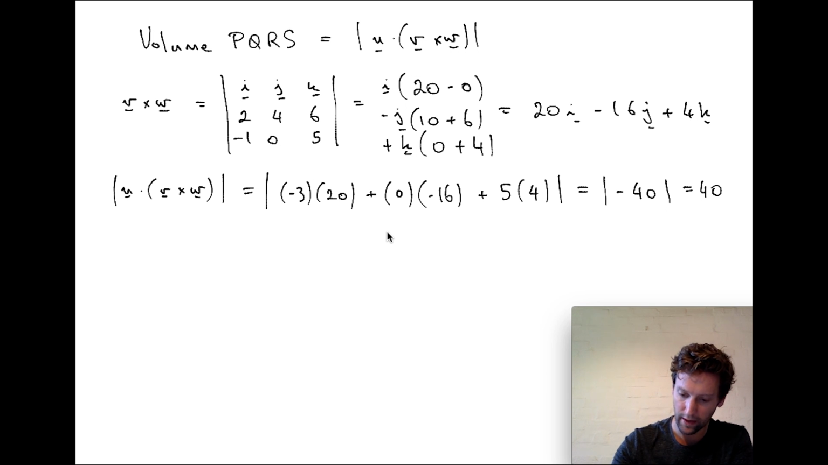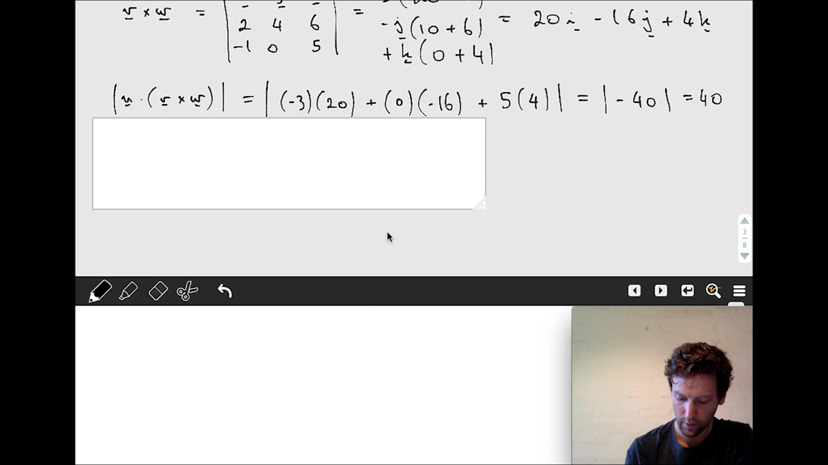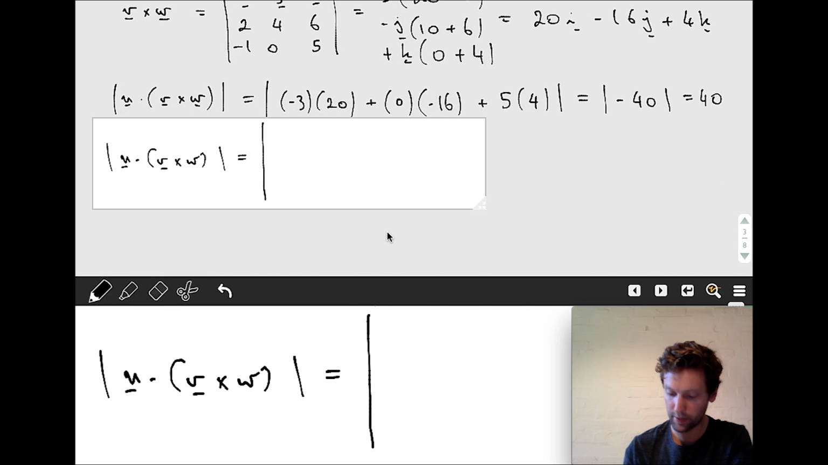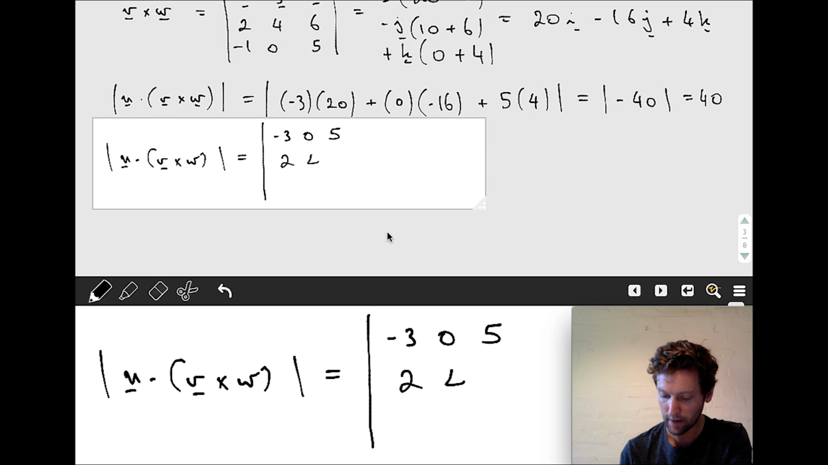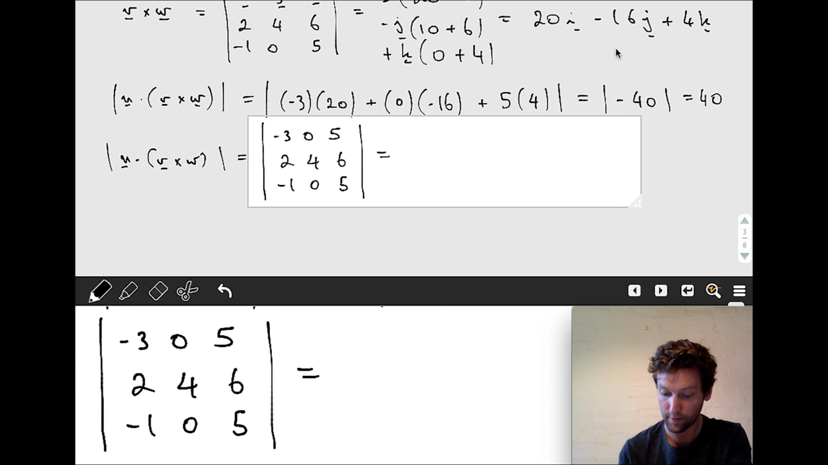This time we're going to calculate directly u dot v cross w by calculating the determinant of a 3 by 3 matrix with the components of u across the top, the components of v in the middle, and the components of w in the bottom row. So you see that all I've done there is I've put in the components of u there, the components of v there, and the components of w there. And now I'm going to calculate the determinant of this matrix.